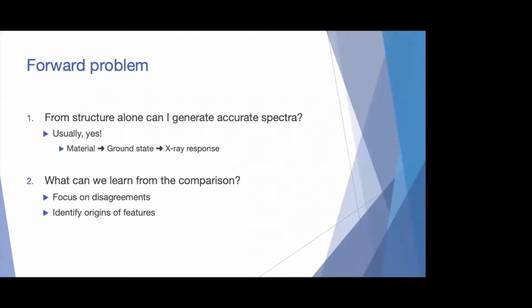So the other thing we can focus on is trying to use the calculations themselves to identify the origin of various features in our spectrum. So because we have this direct mapping from the structure all the way to the spectra, if we want to know if a feature in the spectrum is due to a particular structural motif, we can simply change it or modify it and see right away what the effect that has.